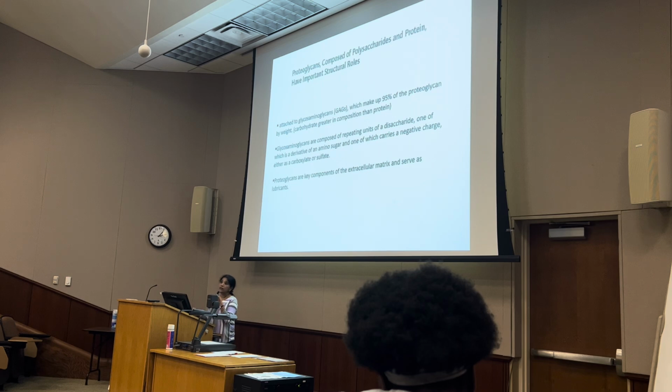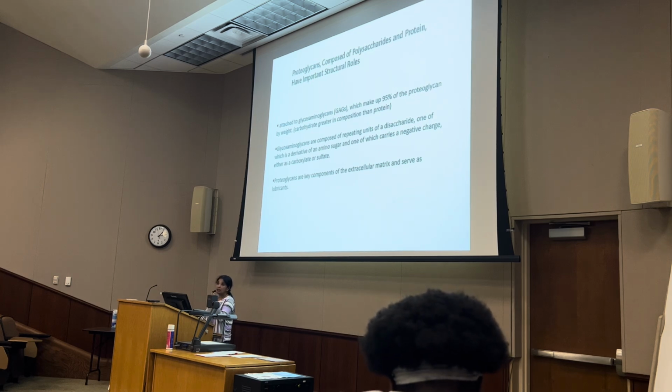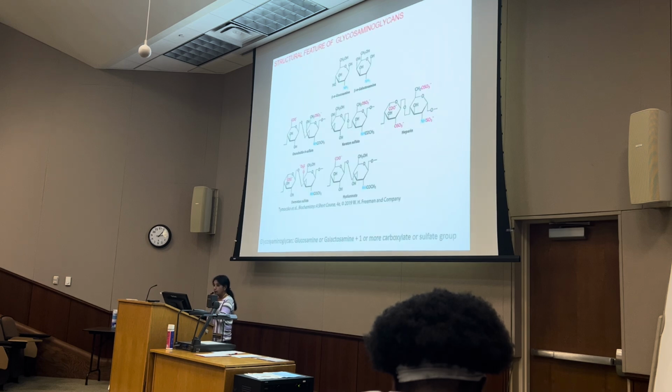So they are repeating units, it's very specific. They have two types of amino sugars, and they have a negative charge associated with it. So when the protein has that type of a glycosaminoglycan, it automatically is grouped into a proteoglycan family. You'll see them in cartilages, and I'll show you that in a minute. They serve as an extracellular matrix and serve as lubricants.